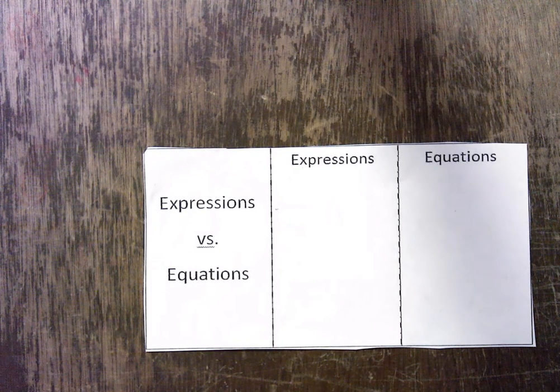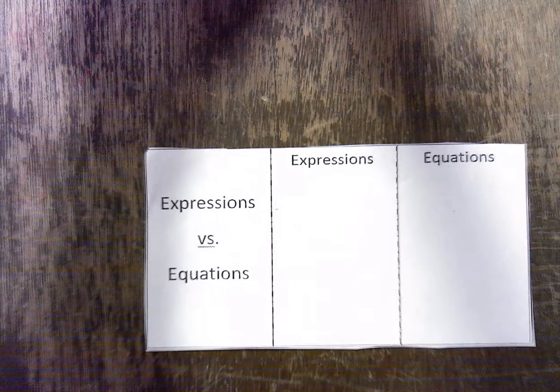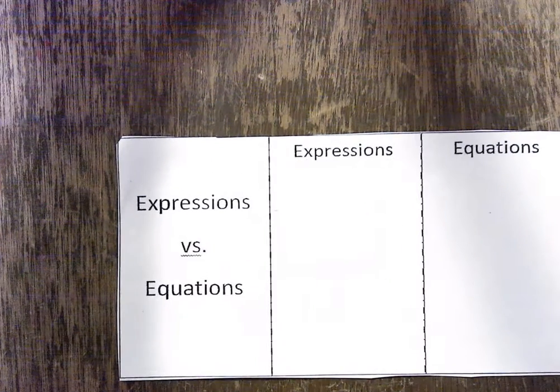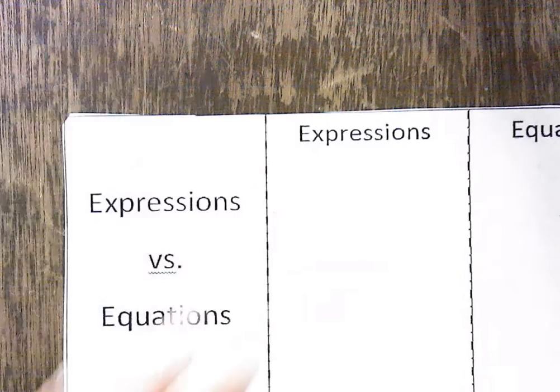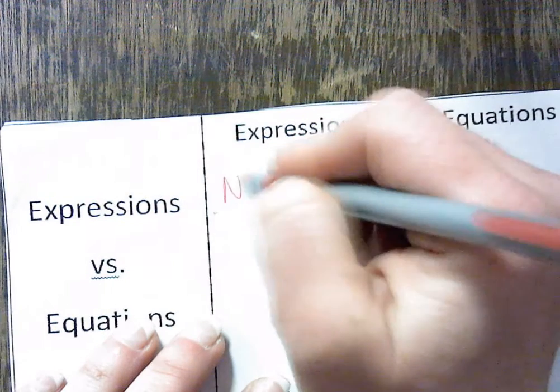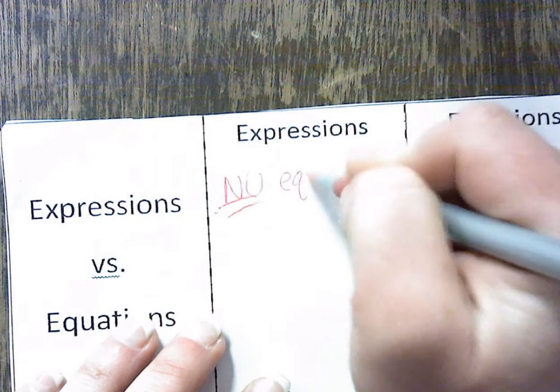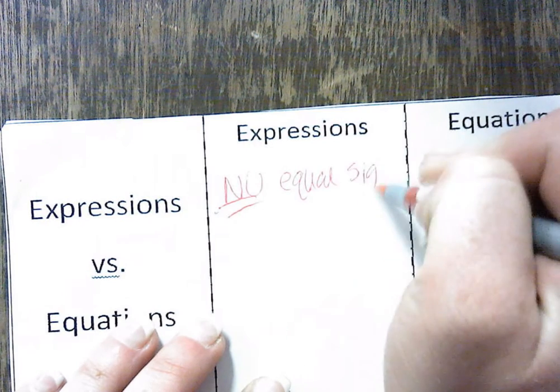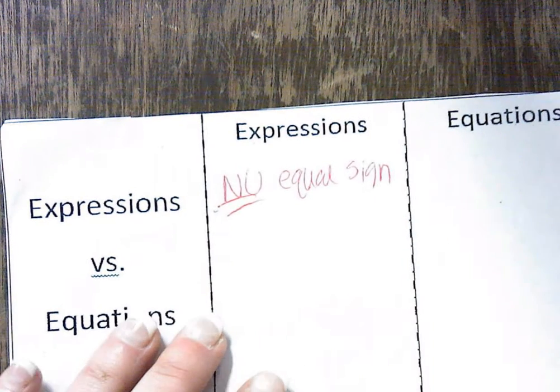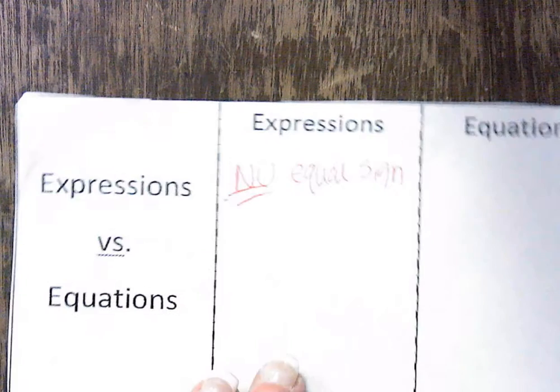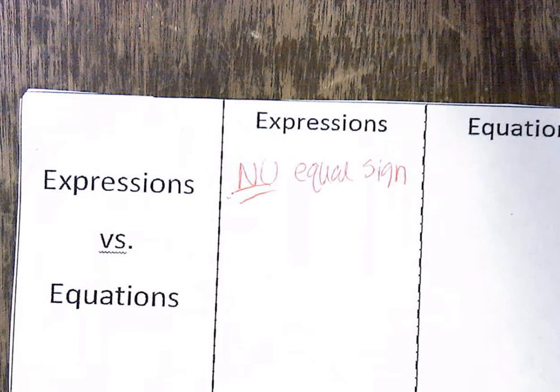Okay, so expressions versus equations. This is nothing new. We're just going to do a quick definition check on both of these. Expressions, that's when you have a math problem, but there is no equal sign. So we're writing that down. And equations, like when we have a math, or expression, we have a math problem, but there's no equal sign.